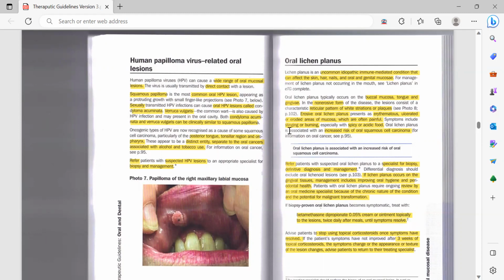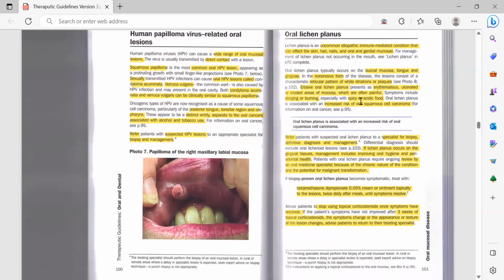Oral lichen planus is associated with an increased risk of oral squamous cell carcinoma. So if any patient has oral lichen planus, it could also be associated with an increased risk of oral squamous cell carcinoma.